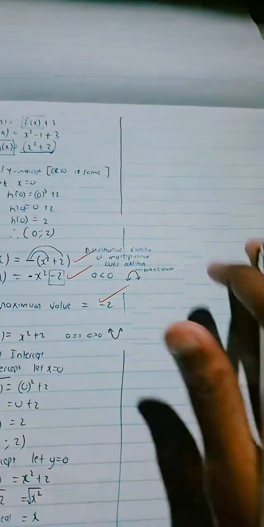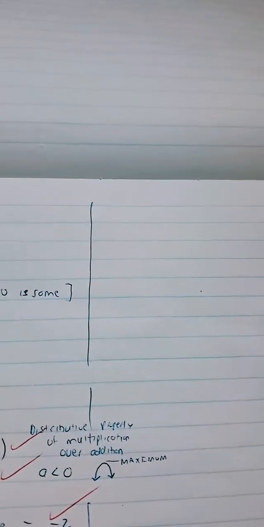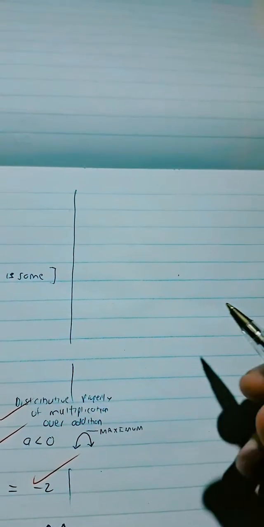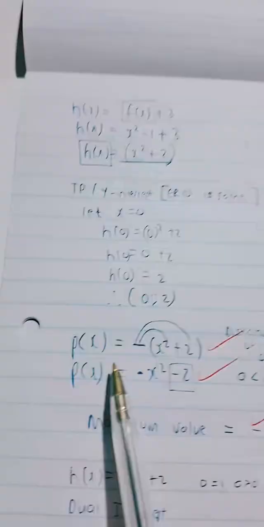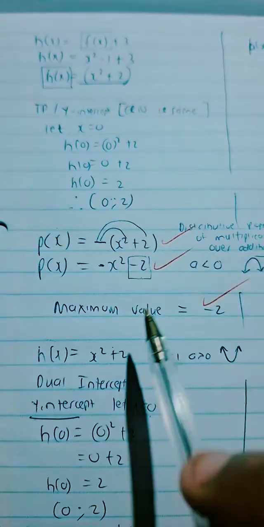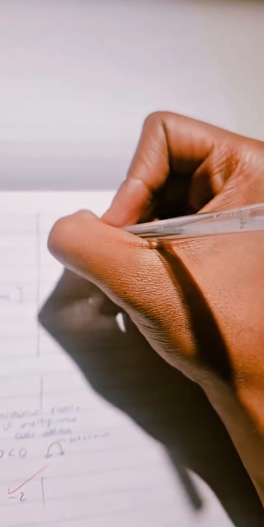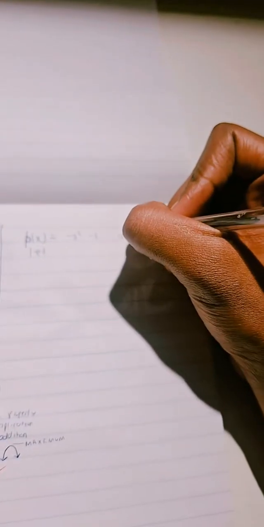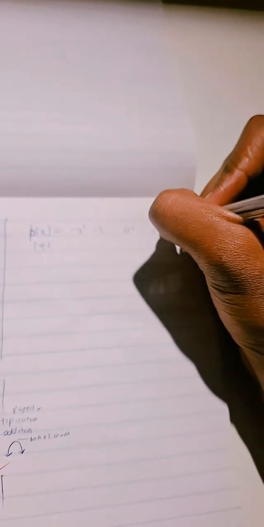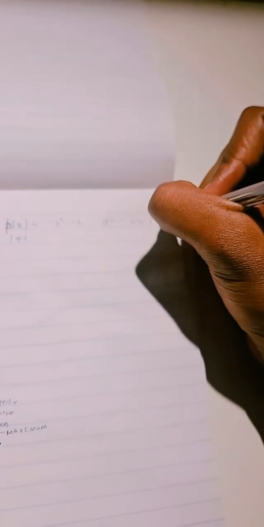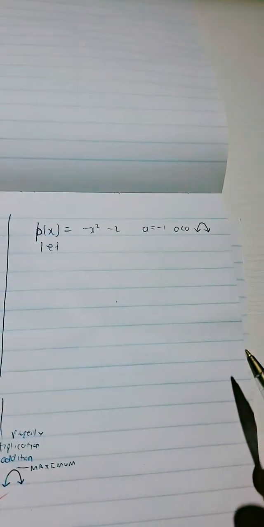Now let's go and do that with the other function, because it was not only h of x that they wanted. They also wanted us to do p of x. We did h of x. Now we can do p of x, and we'll sketch shortly. p of x is equal to negative x squared minus 2. So let's first establish our a value is negative 1, a less than 0, meaning it's a concave down function.